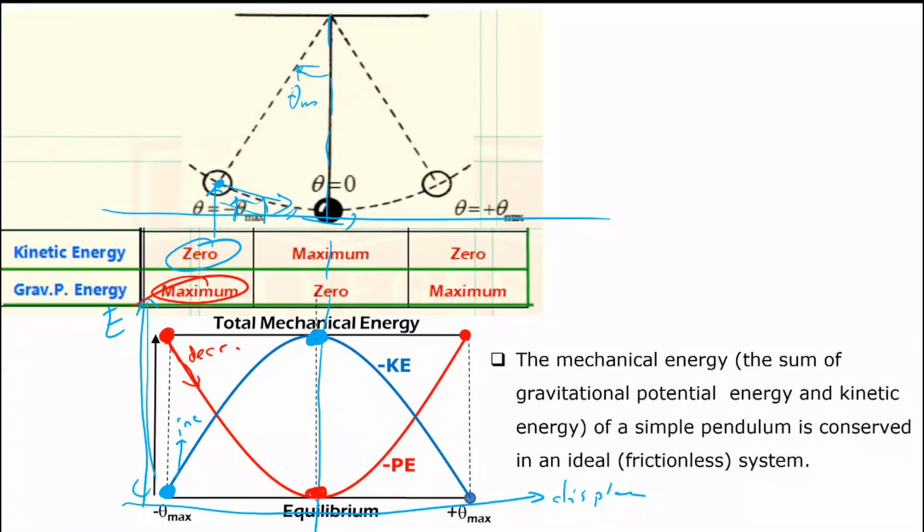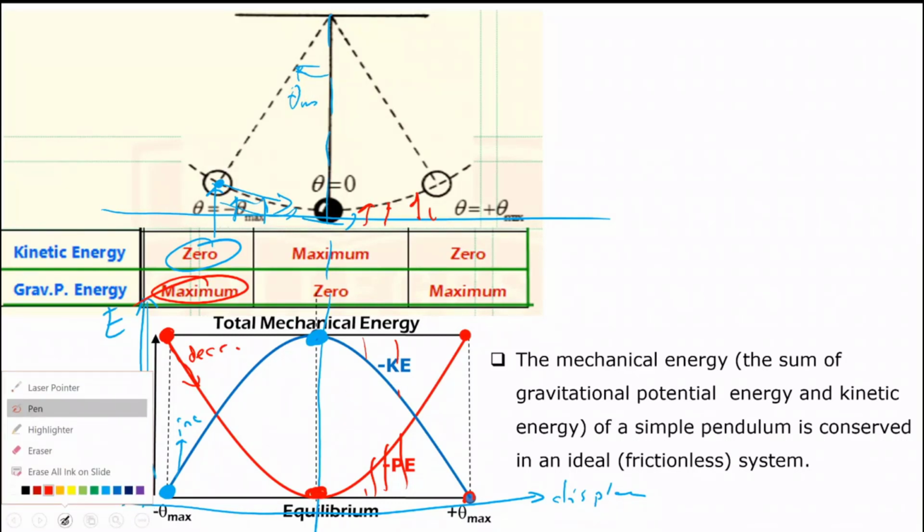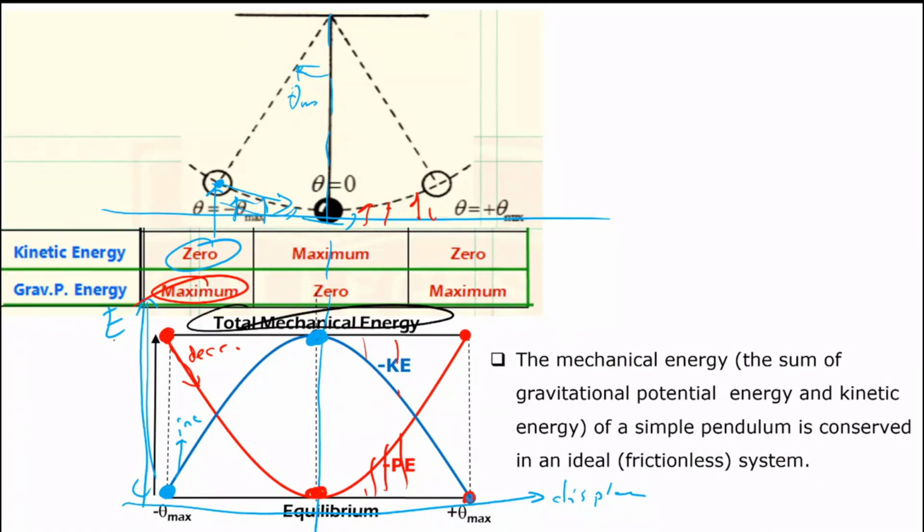Then on the right side, it starts rising again. What does it mean? Gravitational potential energy increases, as you see, but kinetic energy decreases and becomes 0. So this graph represents how kinetic energy and gravitational potential energy of a simple pendulum change as it is swinging back and forth. But be careful: the sum of kinetic energy and potential energy, which is the total mechanical energy, never changes. It is always constant because there is no friction and no air resistance.